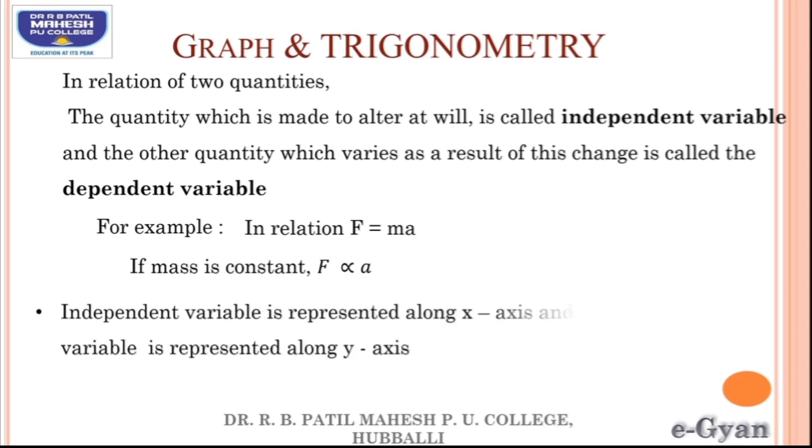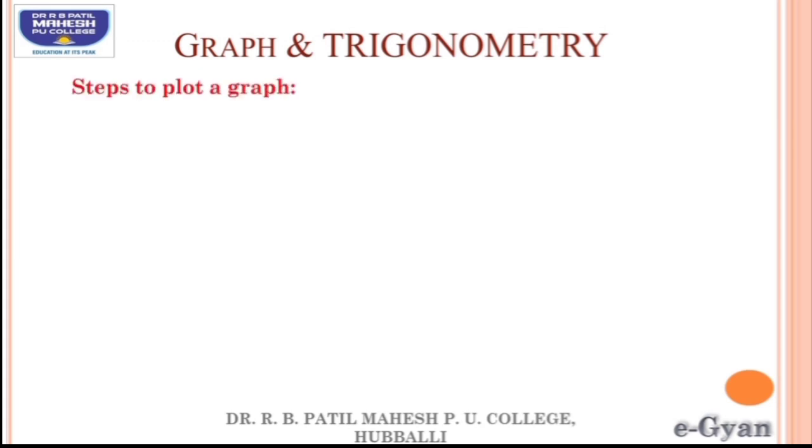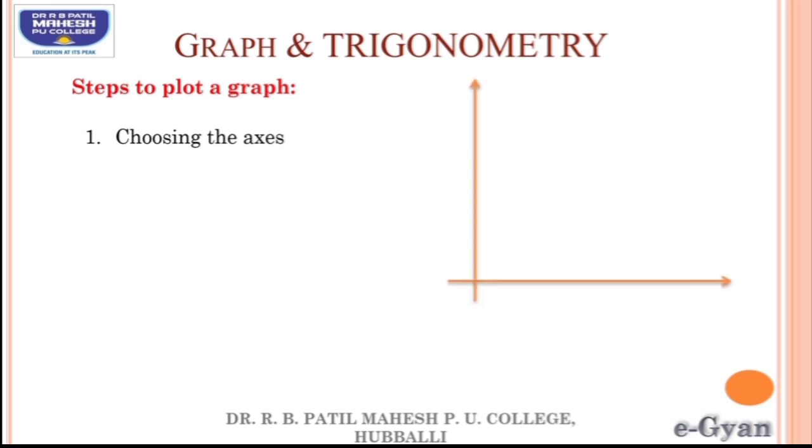The independent variable is represented along the x-axis and the dependent variable is represented along the y-axis. Steps to plot a graph. First step, choosing the axes. Here we have to draw two perpendicular lines meeting at a point. The horizontal line is named the x-axis and the vertical line is named the y-axis, and the independent variable is taken along the x-axis and the dependent variable is taken along the y-axis.